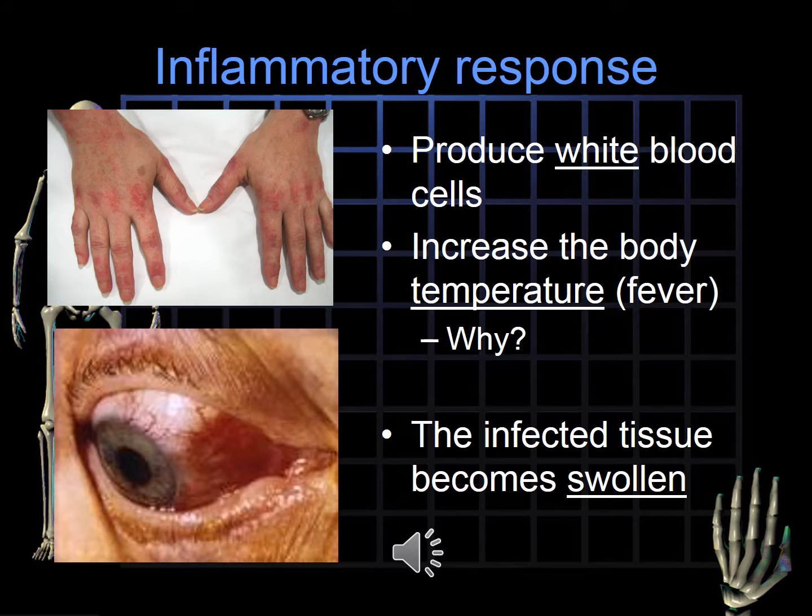So inflammatory response is a two-pronged attack. Number one, white blood cells go into the area to help fight the bad guy. Two, your body starts getting warmer to try to kill the bad guys or the pathogens, and your tissues become swollen, and it all feels hot.